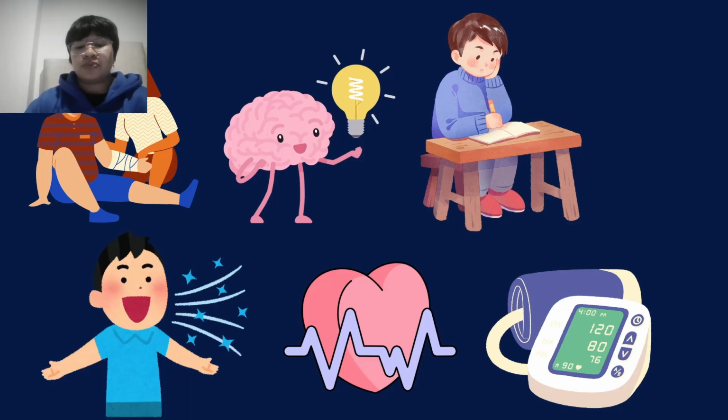The cerebrum is responsible for higher functions such as thinking, reasoning, memory, language, and emotions. For example, when you study, your cerebrum is working. When you remember something, your cerebrum is involved. When you make a decision, it is also involved.